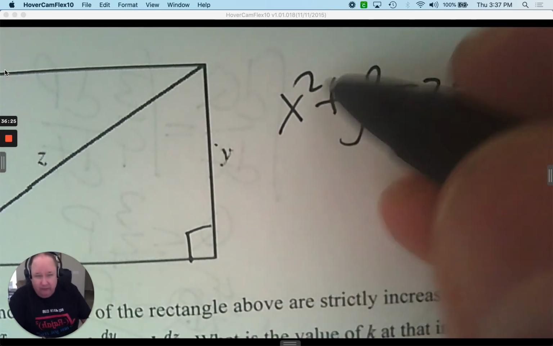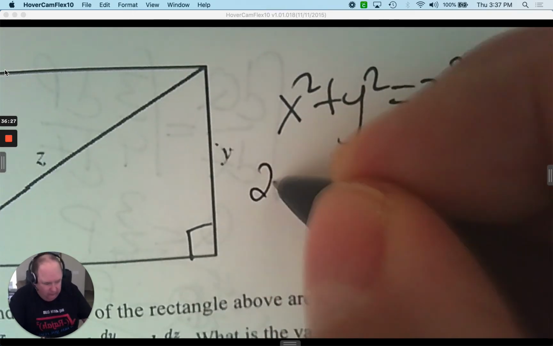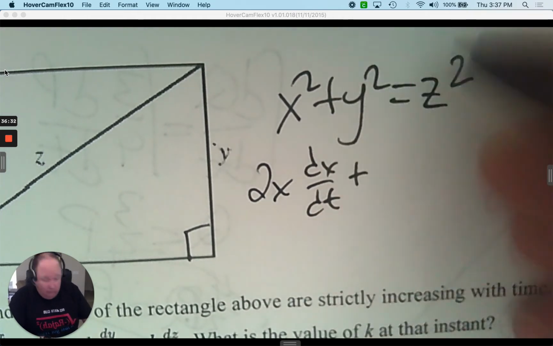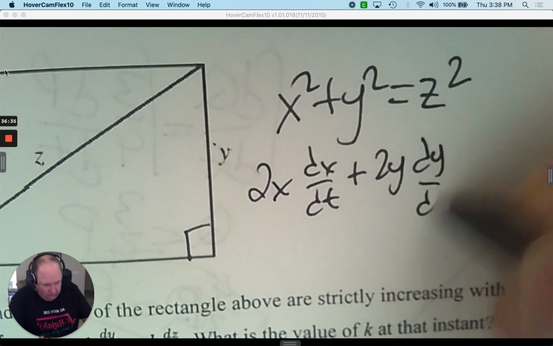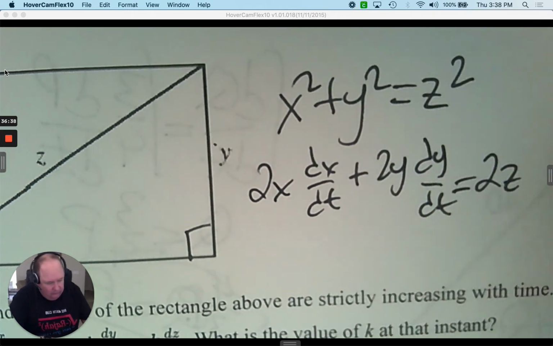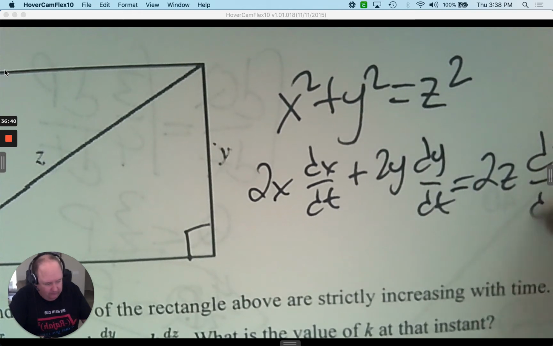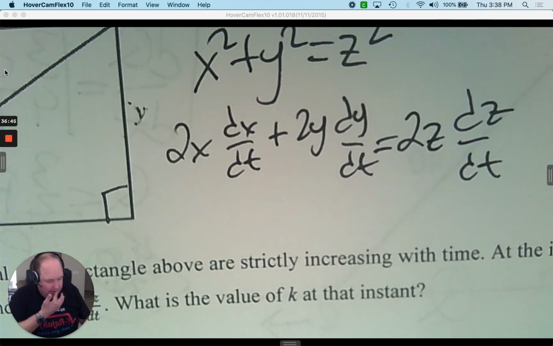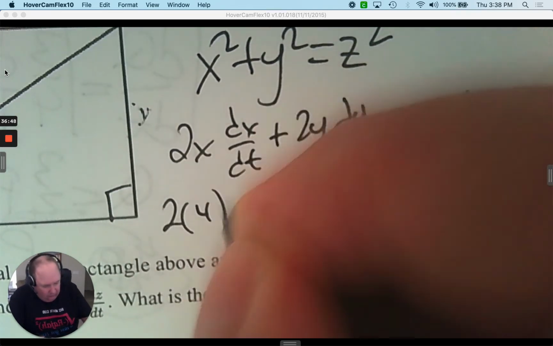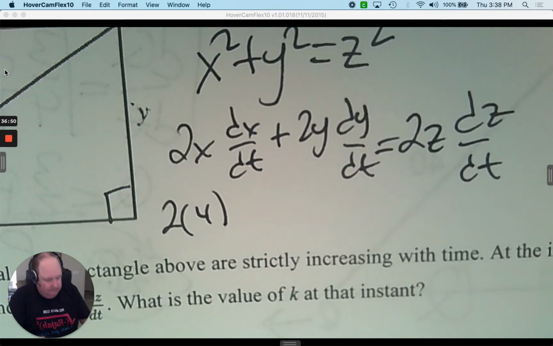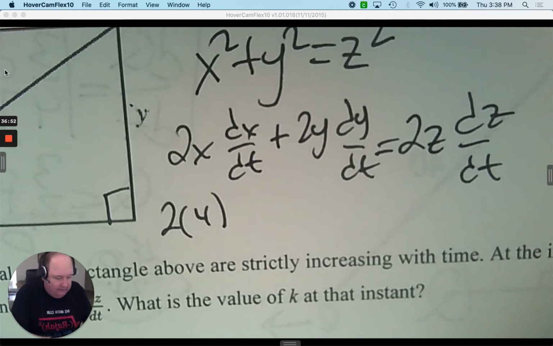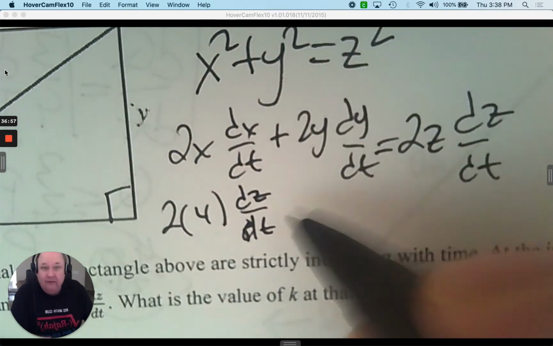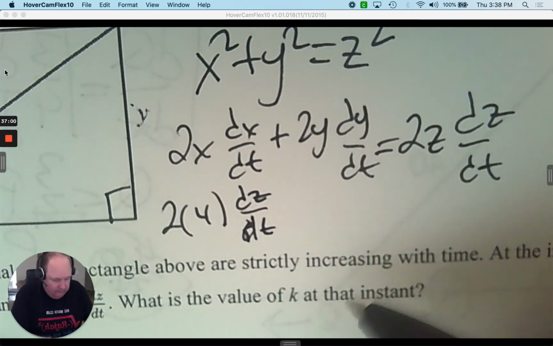So you take the derivative. The derivative of x squared is 2x, but it needs the hook with respect to time. The derivative of y squared is 2y, but it needs that hook with respect to time. Same thing with 2z. It needs that hook. And now once we did that, we need to start plugging in values that we know. So it says x is equal to 4. So I'm going to plug that in. dx by dt is equal to dz by dt. So I'm going to take it out and put in dz by dt in its place.